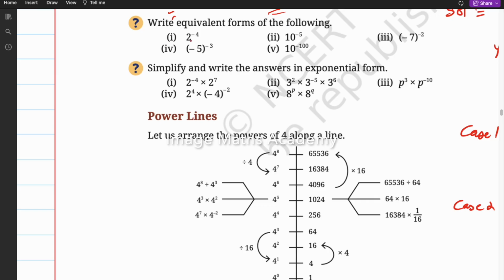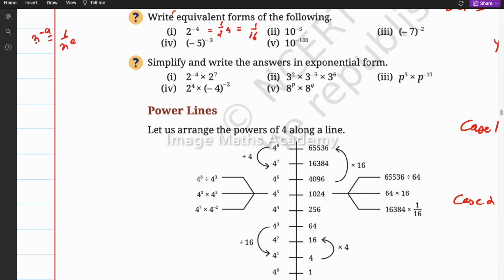Next question, write the equivalent form of the following. First one is 2 to the power minus 4. This is equal to 1 upon 2 to the power 4, which is equal to 1 upon 16, using n to the power minus a equal to 1 upon n to the power a. Second one, 10 to the power minus 5, which is equal to 1 upon 10 to the power 5, which is 1 followed by 5 zeros. Third one, minus 7 to the power minus 2.